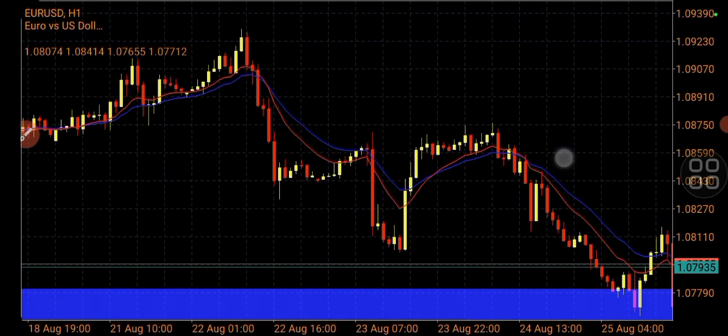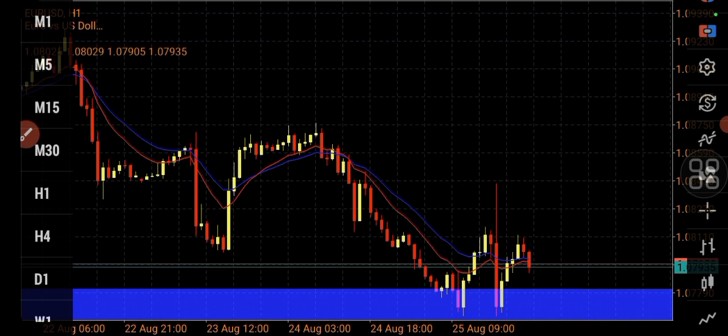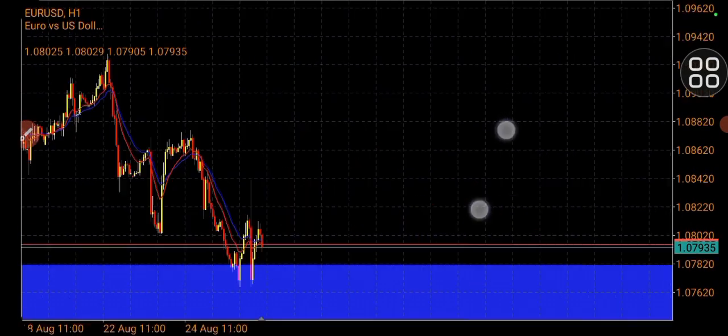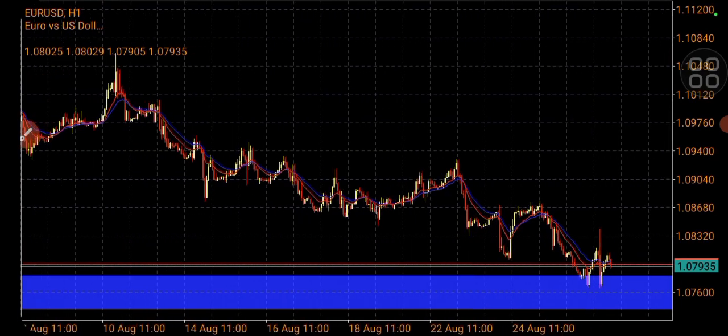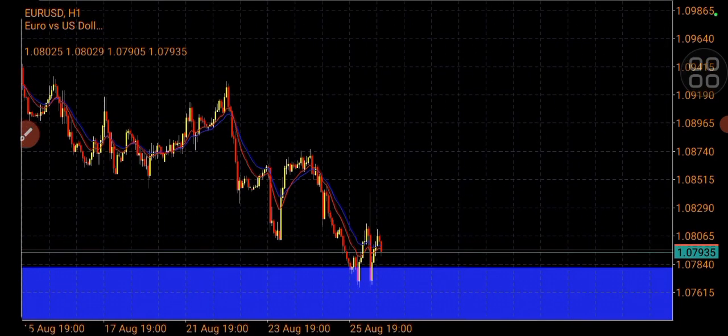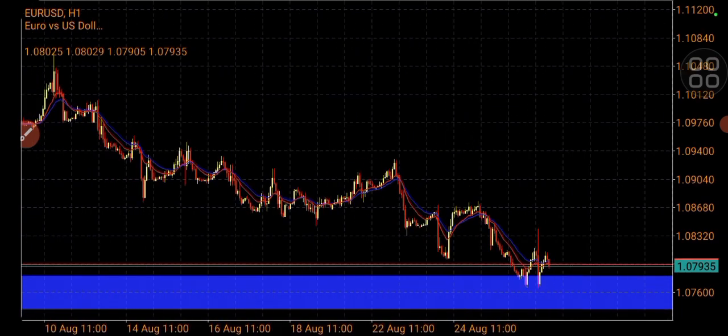So after that, we just have to wait and see what is going to happen on Monday. So this is the right way, and this is how I check market direction and market trends in the market. So try to do this as well.